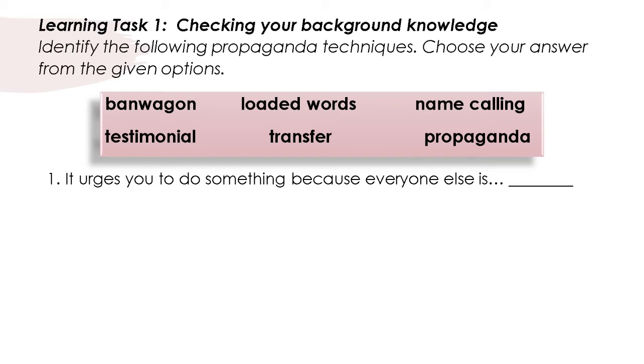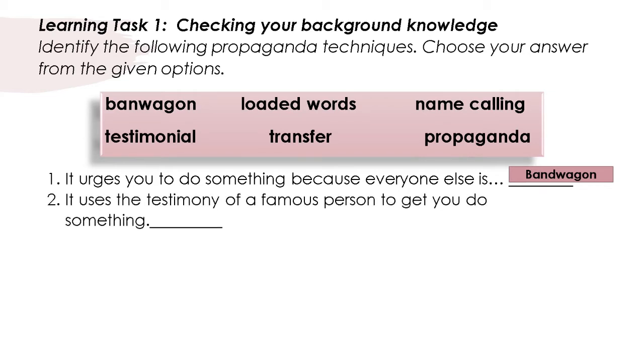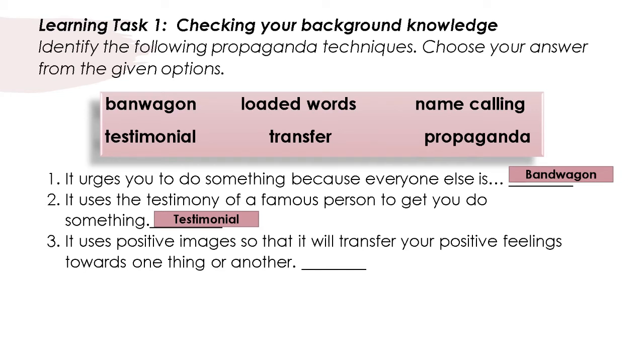What do you think is the answer? Very good, bandwagon. Let's have the second one. It uses the testimony of a famous person to get you to do something. Very good, the clue is there. The answer is testimonial. Let's have the third one. It uses positive images so that it will transfer your positive feelings towards one thing or another. That's right. The answer is transfer.